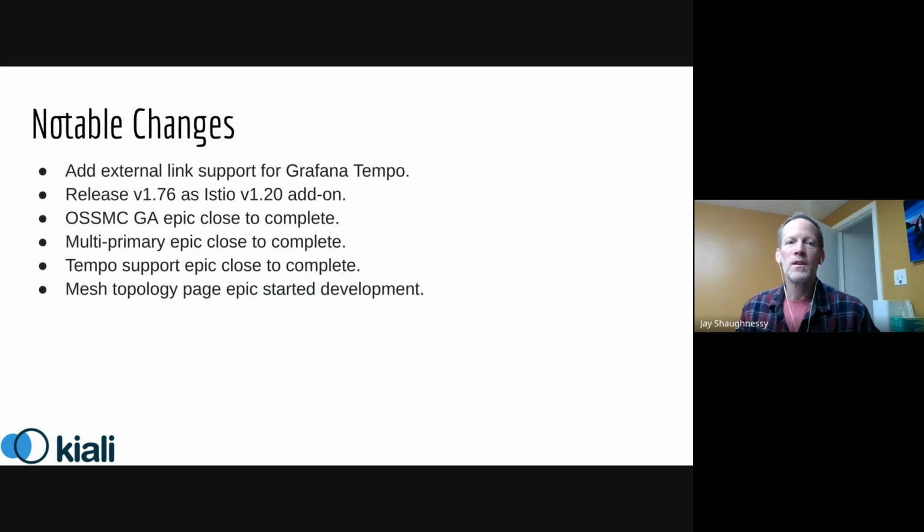All right, moving on to notable changes from the sprint. Well, we just talked about a bunch of the Tempo things. There's a lot going on there. Version 1.20 of Istio was released just a couple of days ago, and that is tied to v1.76 as the add-on. So if you follow their install instructions, you will get 1.76, although 1.77 should also be totally compatible, so you can update if you like after that when it comes out.